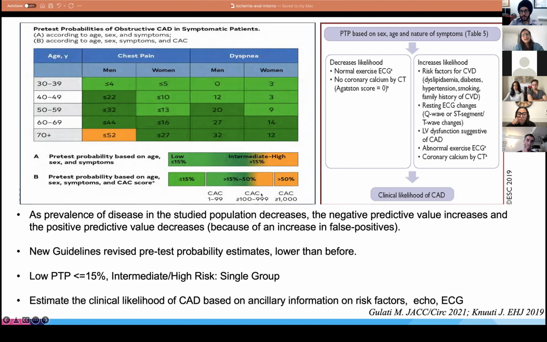And why is this important? This is important because as the prevalence of disease in the population decreases, you tend to have more false positives. So for the negative predictive value of a particular test, you want a test which has a high negative predictive value, which helps you rule out disease so that you don't over-test.